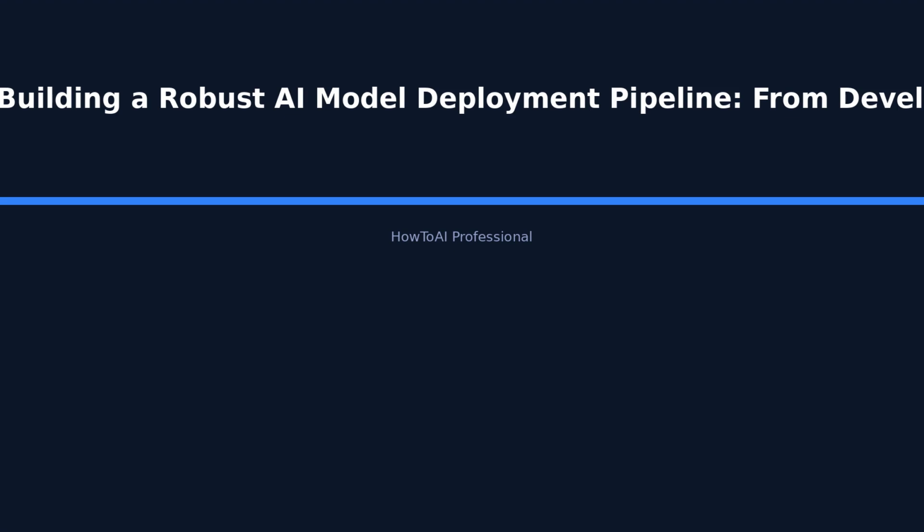Lastly, consider the rolling update strategy. This involves updating your model incrementally across your servers.